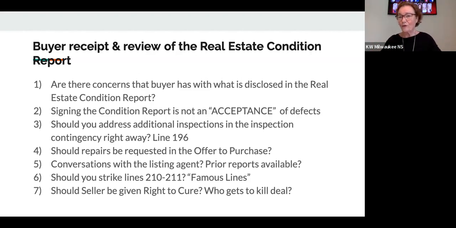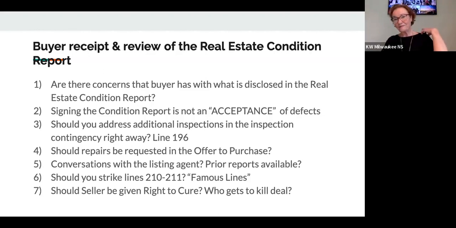So depending on if the seller has the right to cure or not, that's who kills the deal. Seller does not have the right to cure, buyer can kill the deal. If the seller has the right to cure, buyer can't kill the deal. The buyer will say, I'll fix all those things. And Mr. Buyer, you are still in the deal. It's not dead. And I'll see you at the closing table. Any questions on this part?